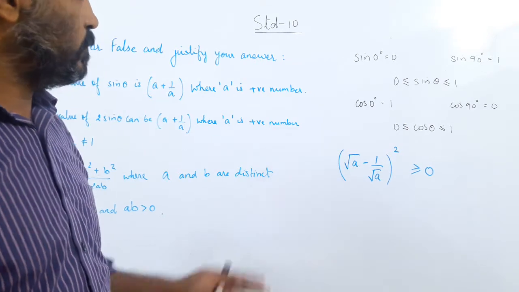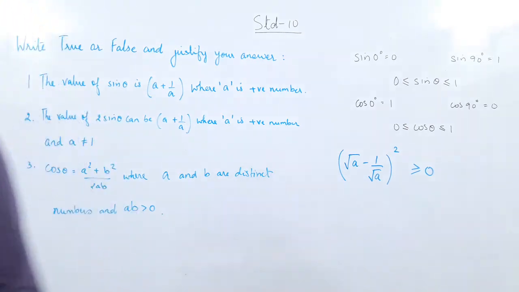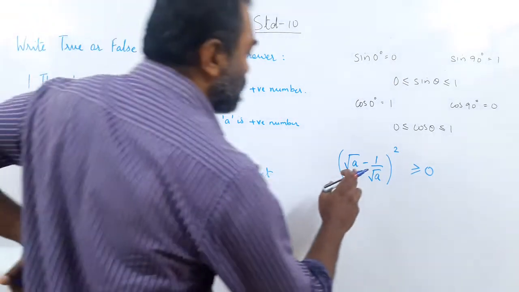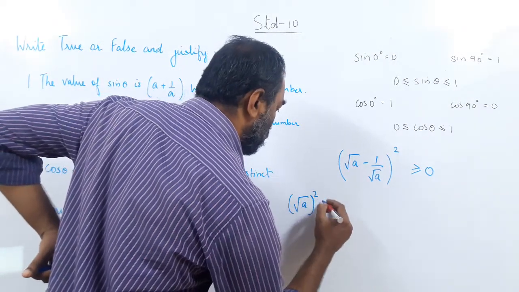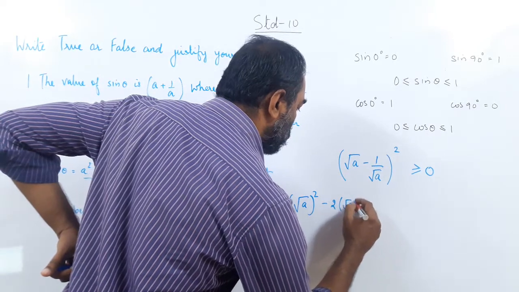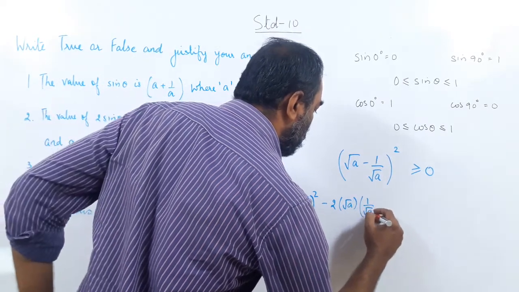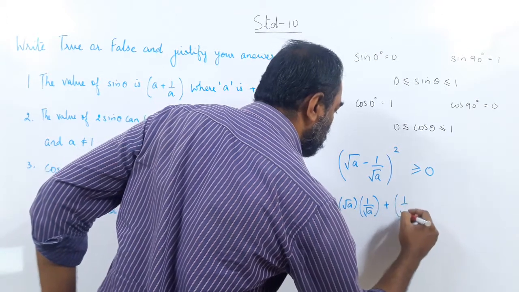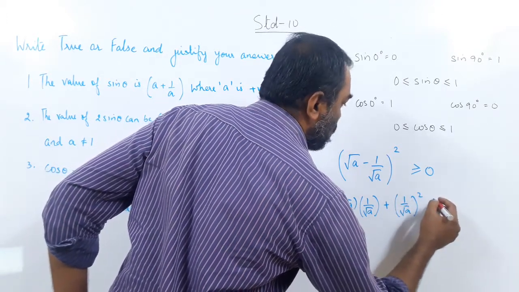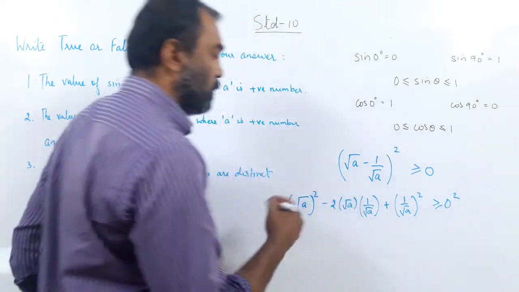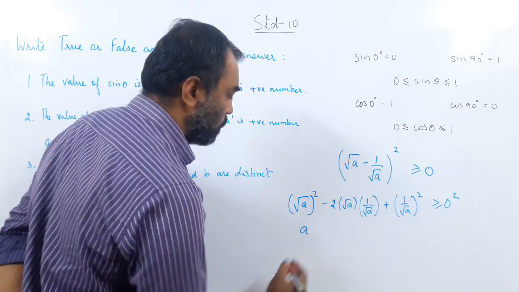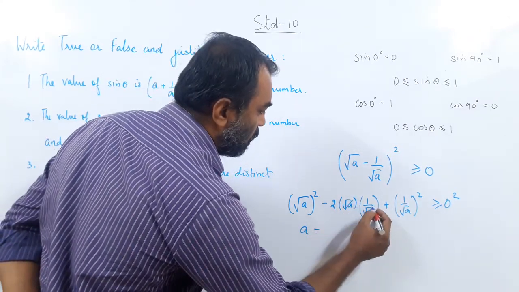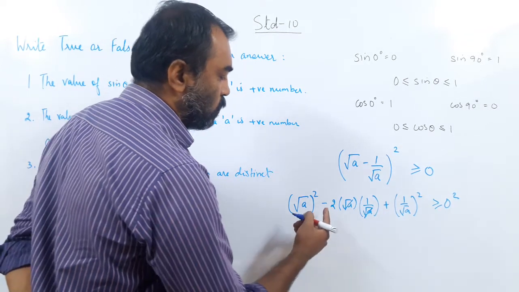Now the next step, expand. We are going to expand this. Okay? So you know how to expand. What is a minus b the whole square? It is a square minus 2ab plus b square, which is greater or equal to 0. Square both the sides. Now what is root a square? A, minus root a cut. So what do you get here?